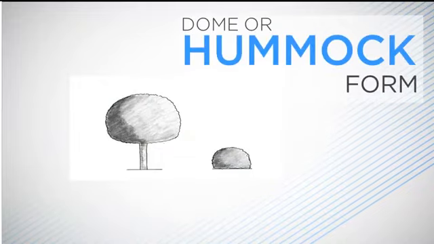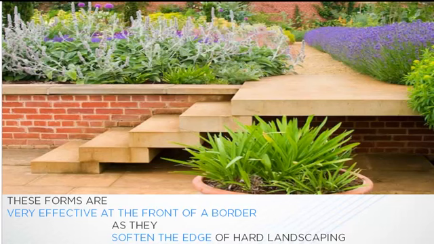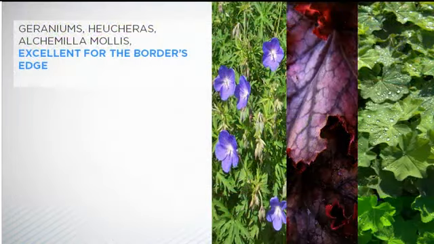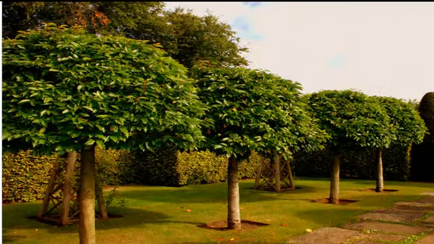Many plants develop into a dome or hummock, and these forms are very effective at the front of the border, where they soften the edge of the hard landscaping. Small herbaceous plants such as geraniums, heucheras, and Alchemilla mollis are excellent for this. Shrubs that grow as domes are lavender and Santolina, while some of the smaller grasses, such as Festuca glauca, also form hummocks. The relaxed form of the smaller domes provides visual stability, and they can be used to link and ground the more dynamic forms.